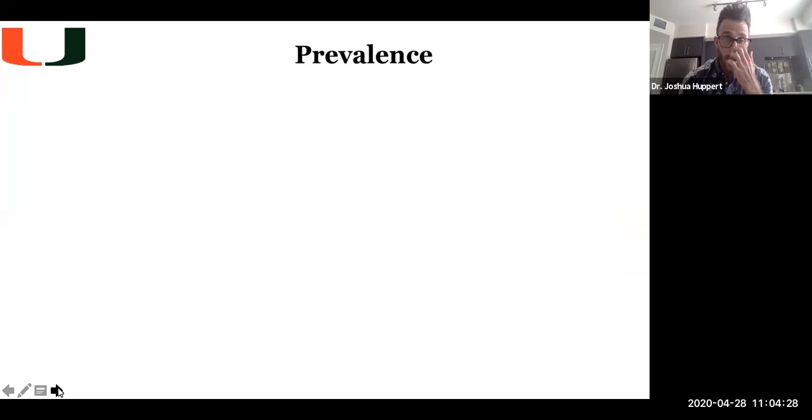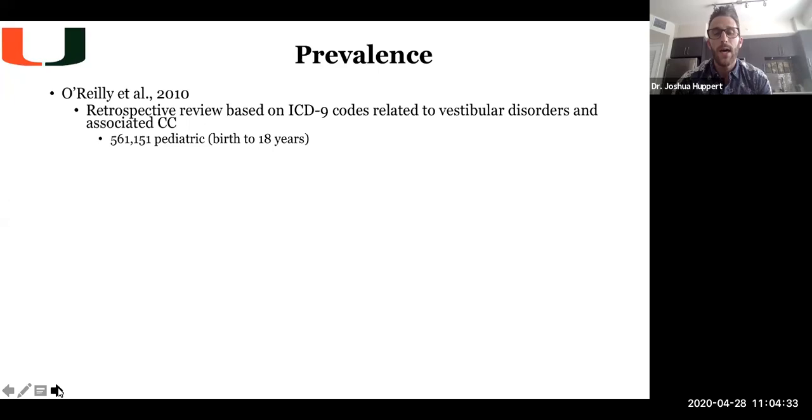So O'Reilly and crew, O'Reilly is now at CHOP, but was previously at DuPont Children's in Delaware. He and his crew did a retrospective review based upon ICD-9 codes related to vestibular disorders and associated chief complaints. They looked at about 560 pediatric patients, birth to 18 years of age. And they found the prevalence to be roughly less than 1% of the population. So it doesn't seem like a whole lot there.